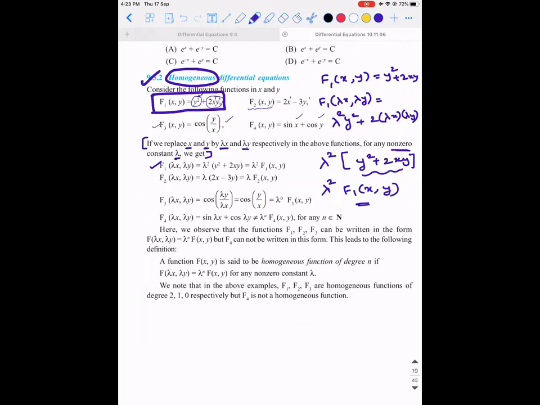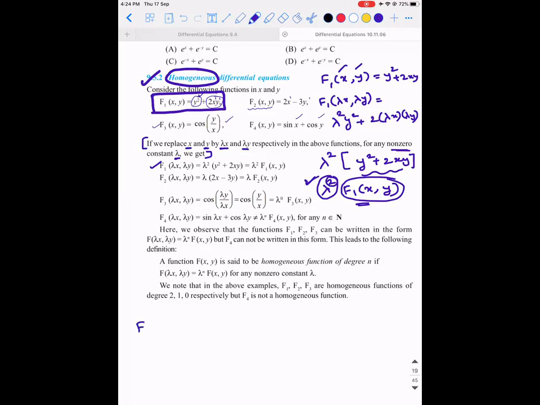Are you people able to understand all this? Did you understand what I did? Just tell me the mathematical operation. The remaining part I'll explain. In the place of x and y, you need to replace it with lambda x and lambda y. If you do that, we are getting lambda square into f1 of xy. It means that when you replace x with lambda x and y with lambda y, the final expression comes out as lambda raised to the power 2 into the original function.